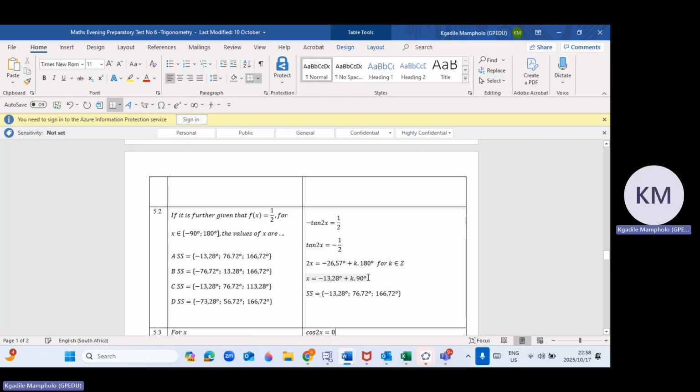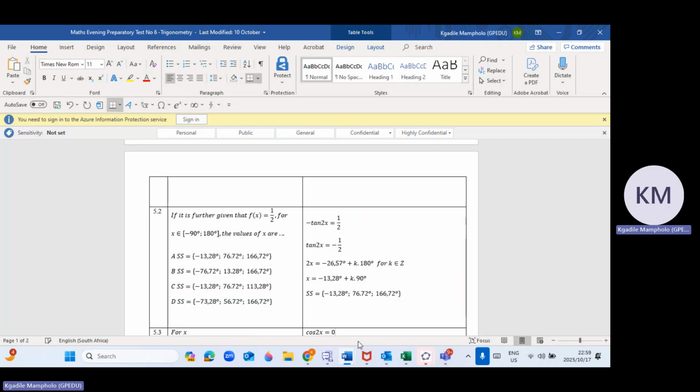Now, from 0 you go to 1. 1 times 90 is 90. 90 minus 13,28 is 76,72. From there, you keep on going until the values you get are outside the interval. So if k is 1, x will be 76,72 degrees. If k is 2, 2 times 90 is 180, and 180 minus 13,28 is 166,72. Then these are the values. If k is 3, it will be 270 minus that, and the answer will be outside the interval.